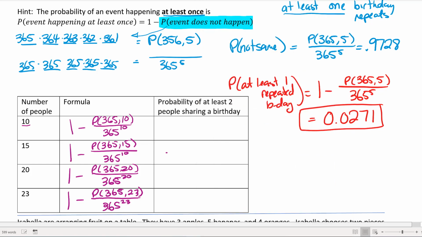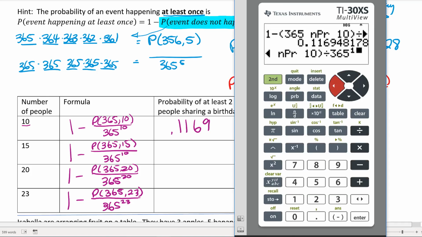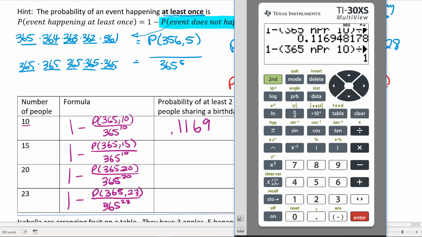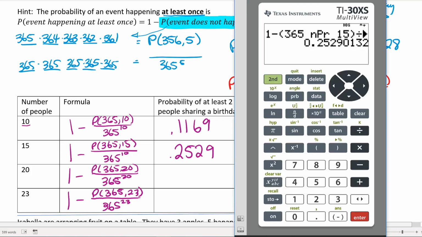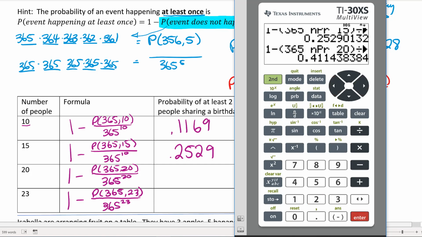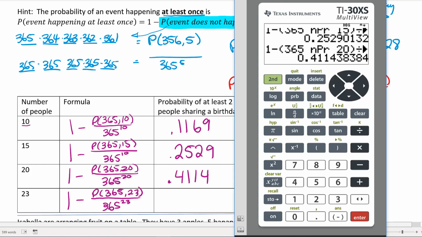And that gets me 0.1169. Next I'm going to just repeat that, but instead of 10, I'm going to type in 15. So I just went up and re-edited the values, and that gets me 0.2529. Again, changing it for 20, I'm just going to go up and change the 15s to 20s so I don't have to type that all over again. And that's 0.4114. And then notice that we're getting close to a half here.